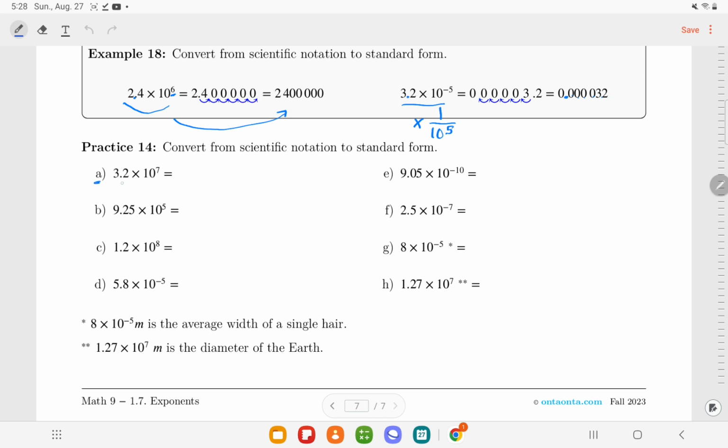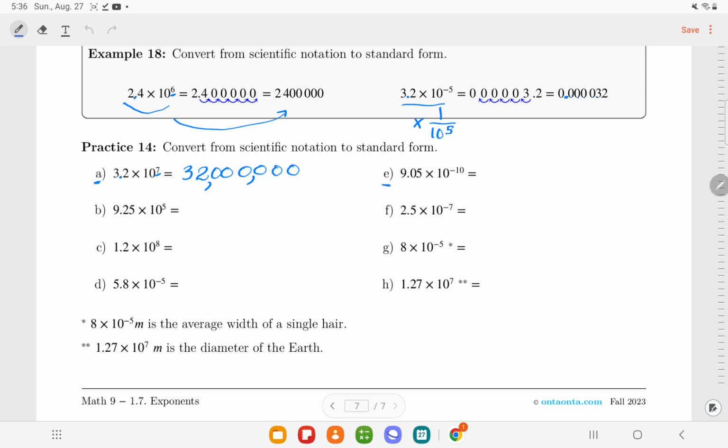So let's do a couple of examples. In A, we have to move this point 7 spots to the right to make it a big number. So 3, 1, 2, 3, 4, 5, 6, 7. And we get 32 million. So here we get a huge number, 32 million.